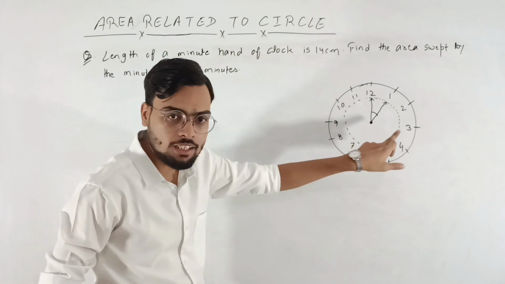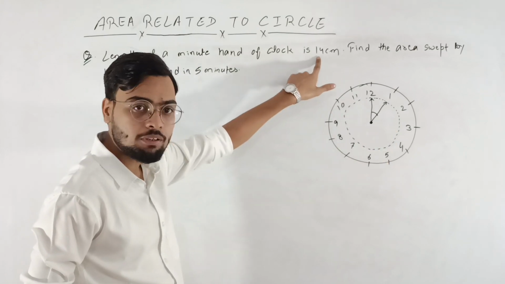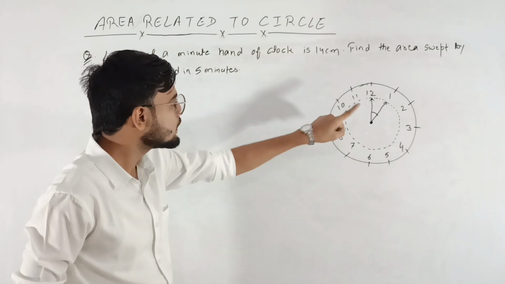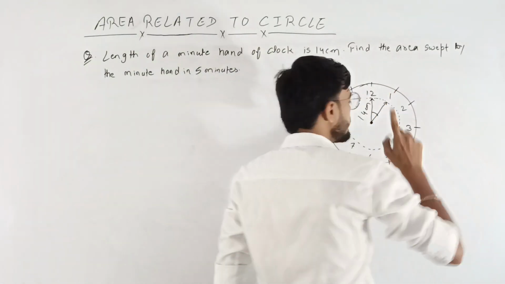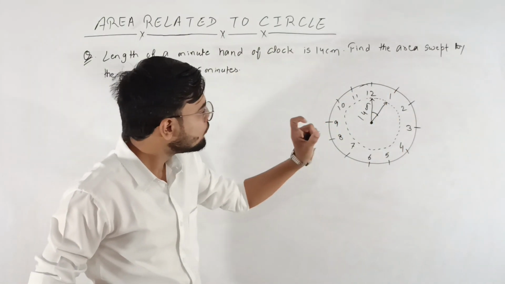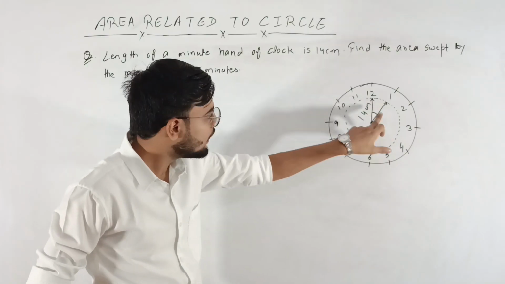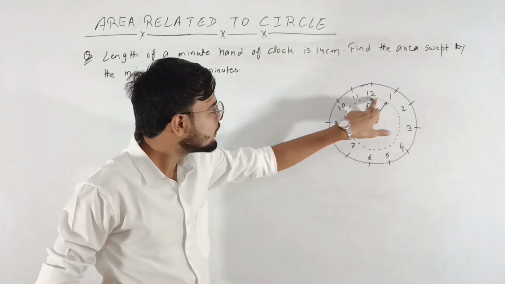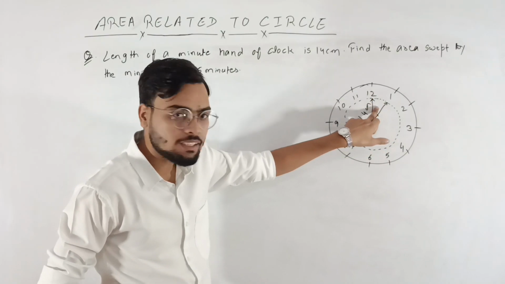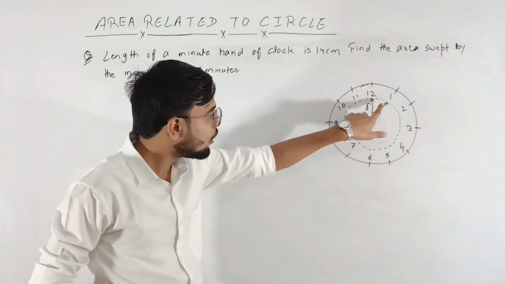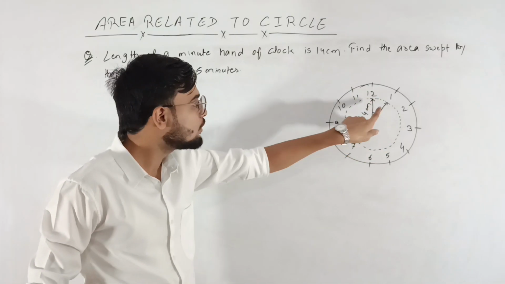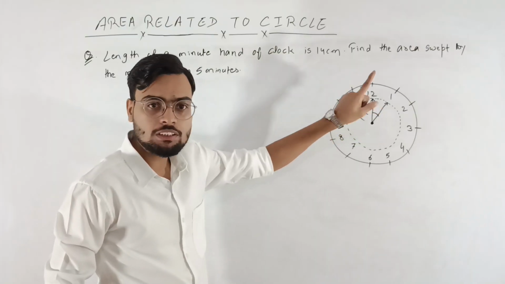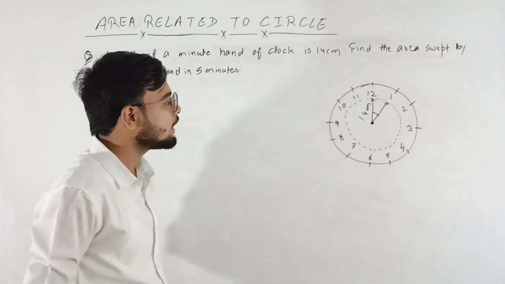Now this is a circle with radius 14 centimeter, because the length of minute hand is given, which is 14 centimeter. Okay, now we have to find the area of this region. Now look here, this is center, and this will make an arc, and this will make a sector. So we have to find the area of the sector in which radius is given 14 centimeter, but we are not given an angle. First we have to find the angle. So look how I find angle.